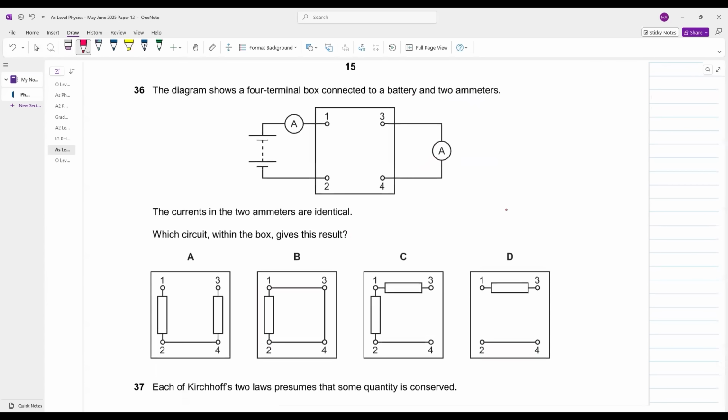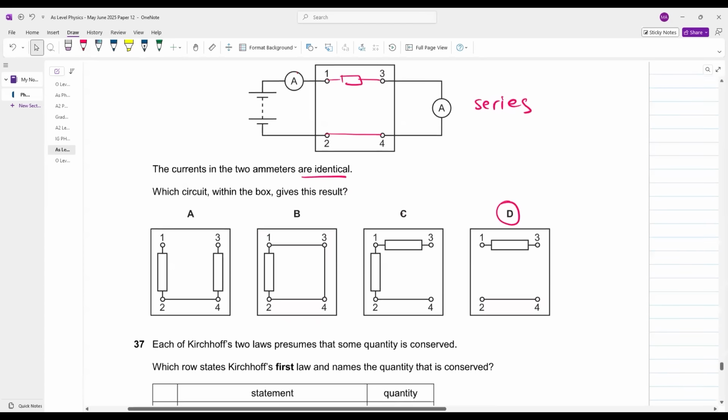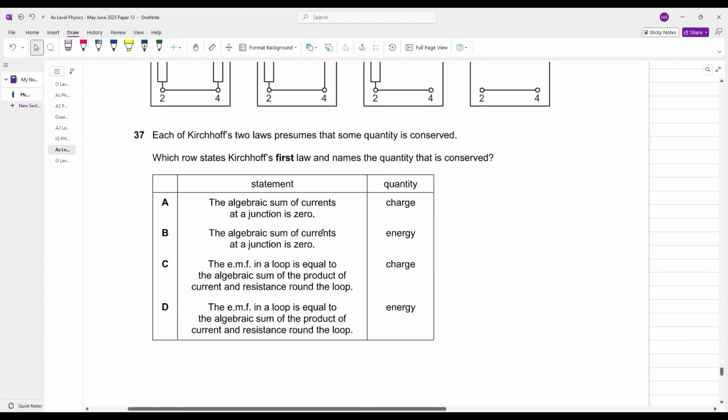Come to question 36. The diagram shows four terminals connected to a battery and two ammeters. The current in the two ammeters is identical. That means we are looking for a series circuit. Which circuit within the box gives this result? Probably B. Oh, probably D, sorry. Because D creates a series circuit. See, a complete series circuit is formed. Current in ammeter 1 will be equal to the current in ammeter 2. Others are creating a parallel circuit.